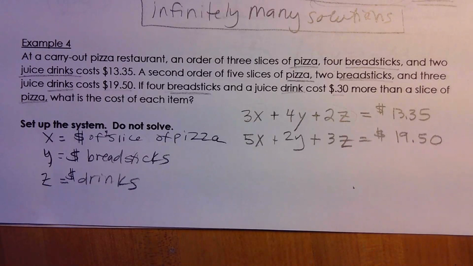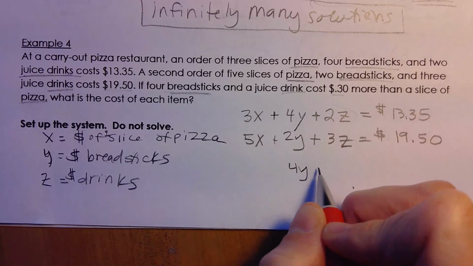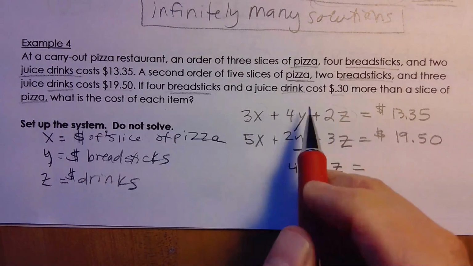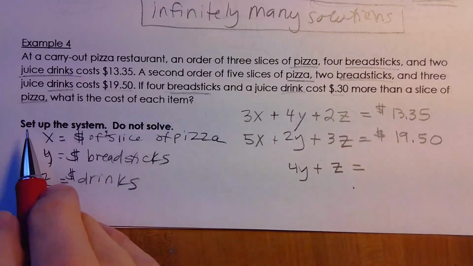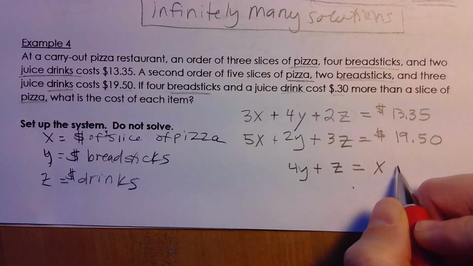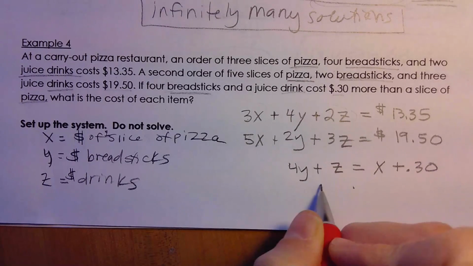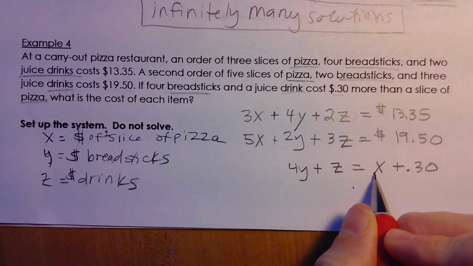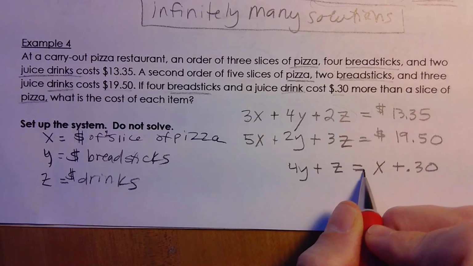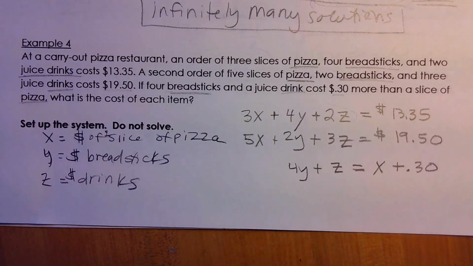And then the last sentence says if 4 breadsticks, so 4y, and a juice drink cost 30 cents more than a slice of pizza. So here's 1 slice of pizza. I'm going to put it over here on the right, and then I'm going to add 30 cents, because the left-hand amount costs 30 cents more than the pizza. So in order to make the two sides equal, you'd have to add the 30 cents to the pizza side, and then these two sides would be equal.